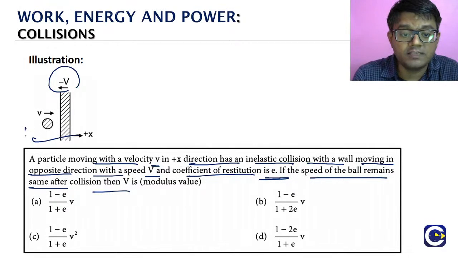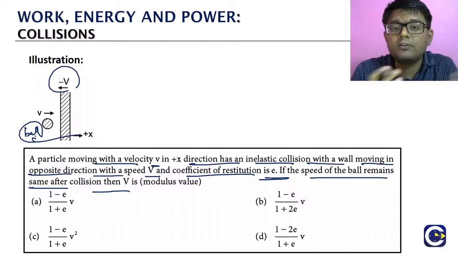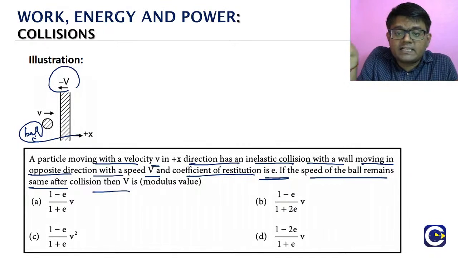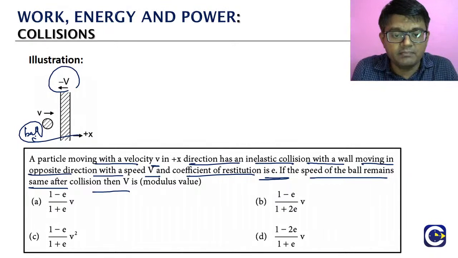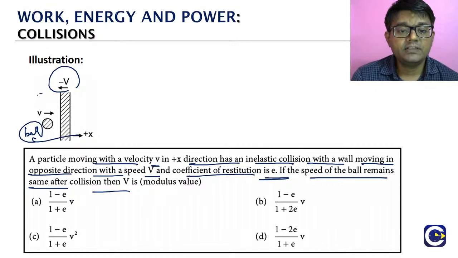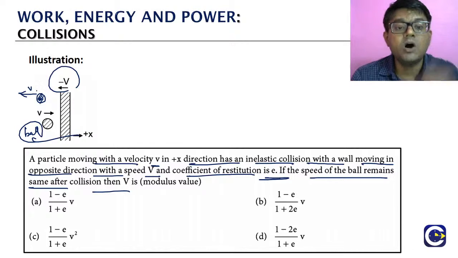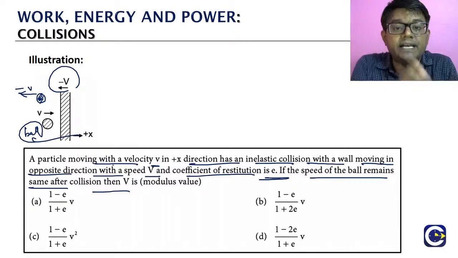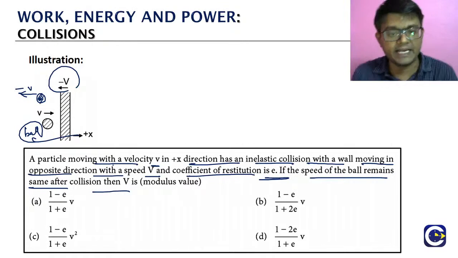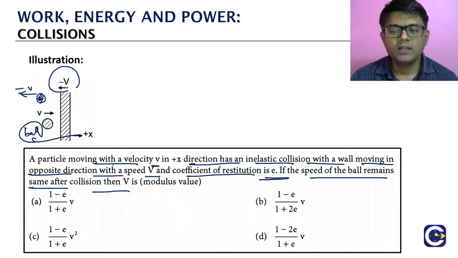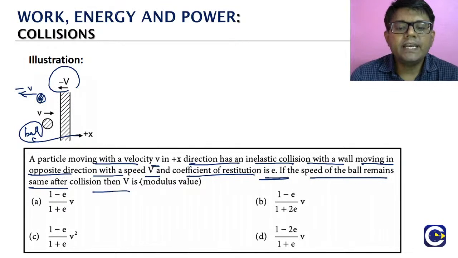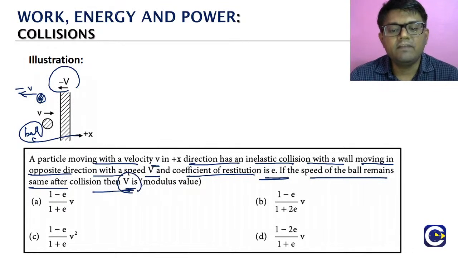speed of the ball, this is the ball, right? How can the speed of the ball remain the same after the collision? It cannot go to the other side of the wall because it cannot go into the wall, right? It means after collision, the ball must be moving with the same speed, small v, but in the opposite direction. So as per our convention, right side we take positive, meaning left side will become negative.